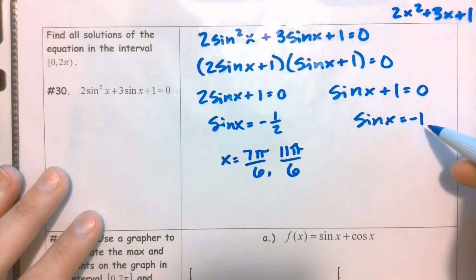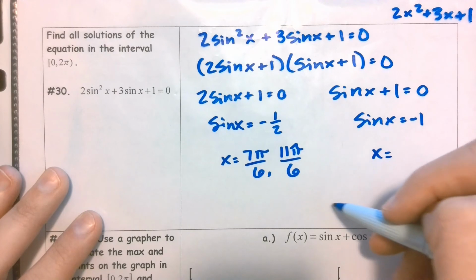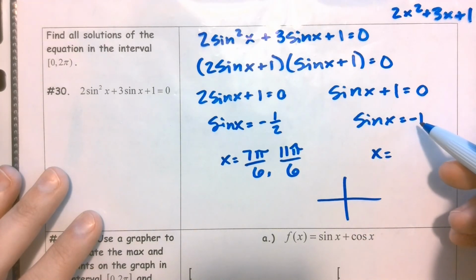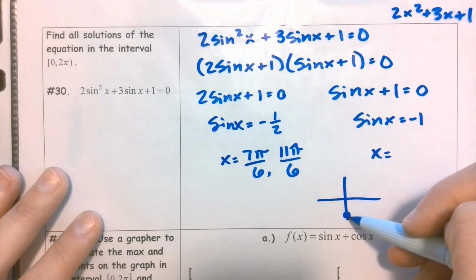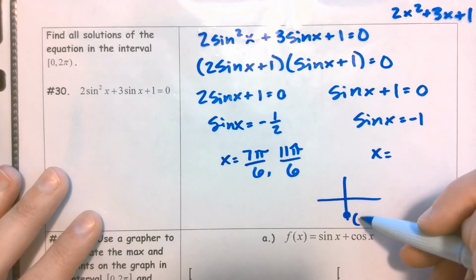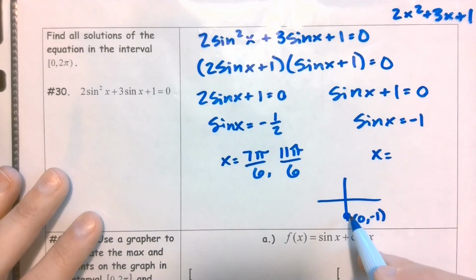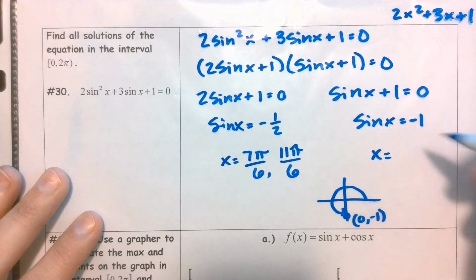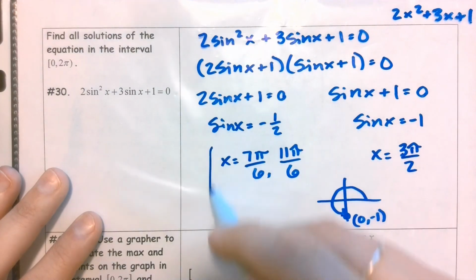For sine of x being -1, that only happens once from 0 to 2 pi. And if we need to draw a unit circle, something like that, to see where sine of x is -1, remember that our sine is just y. So it's happening in this spot right here where our point is (0, -1). And then we would just have to know that in radians, that angle right there is 3 pi over 2. So we've got 3 answers here.